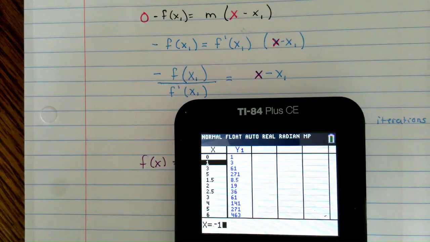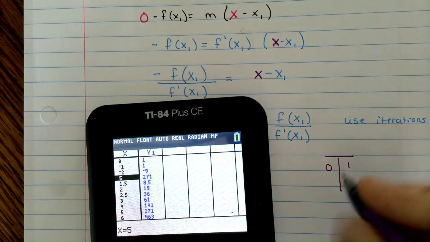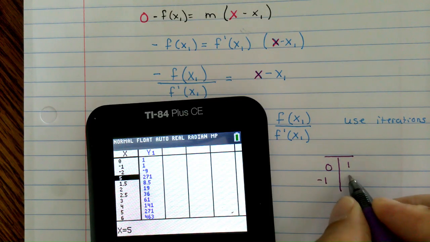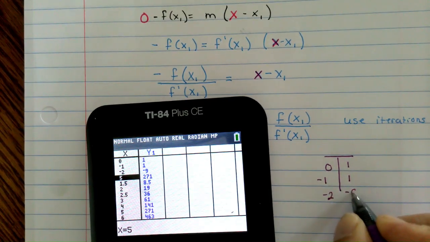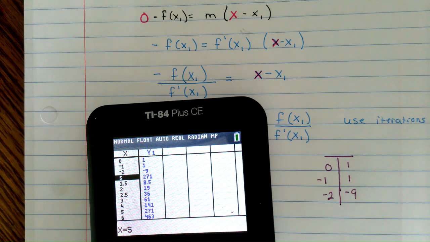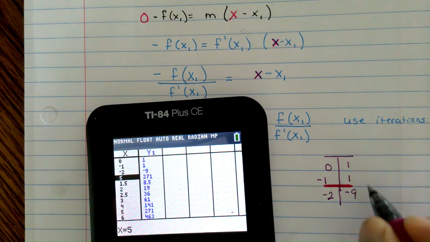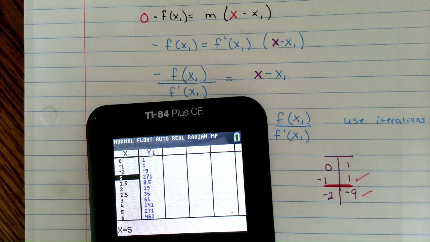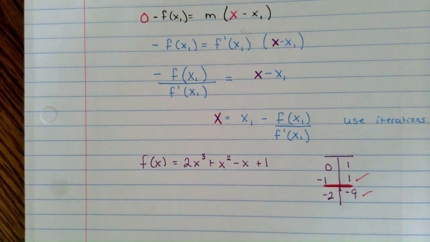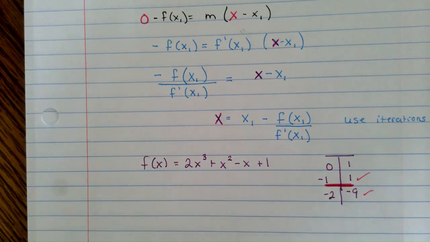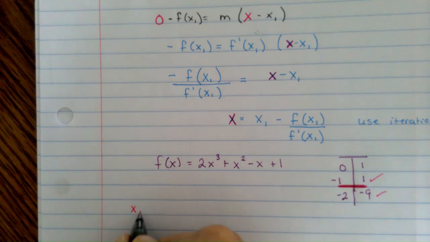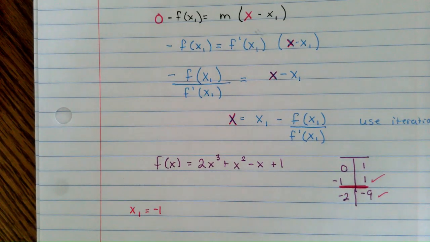What about negative 1? Okay, negative 2. Negative 1 was 1, and negative 2 was negative 9. So we must have an intercept in between here, because that's greater than 0, that's less than 0. We've got to cross the x-axis somewhere between negative 2 and negative 1. So I'm going to call my x sub 1 negative 1.